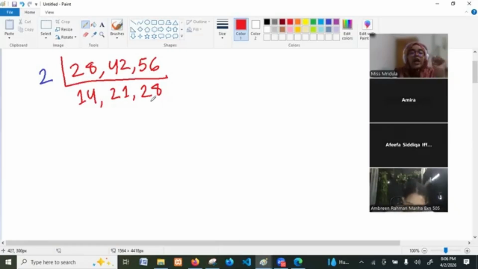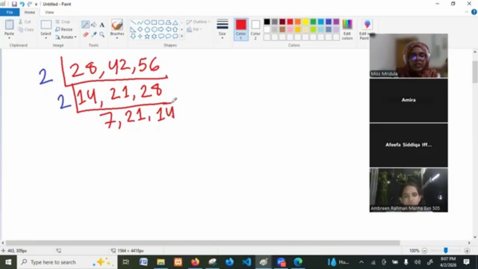Among these three, 2 are even, right? So we can proceed with 2. We will just divide those two with 2, and this is not divisible by 2, so we will keep this as it is. So let's divide with 2 again. Which ones are possible? 14 divided by 2 is 7. 21 is not divisible by 2, so it will remain 21. And if we divide 28 by 2, we will get 14.